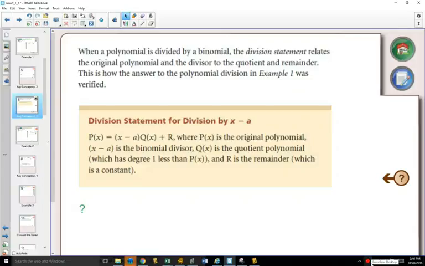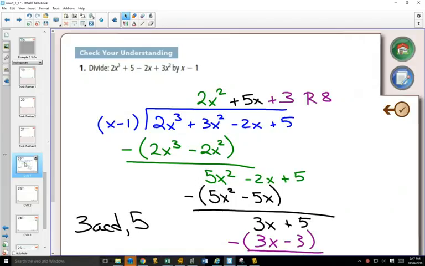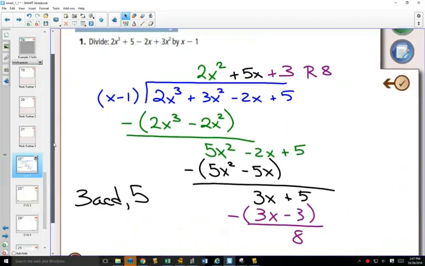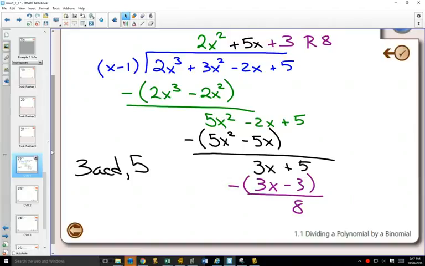Now, after you've done your division, you can write your answer as a division statement. So on the next page here, they have a division statement written out. I think it's easier to see if we use an example. So if we go back to example number 1 and the answer that we got, I'll show you what the division statement looks like.